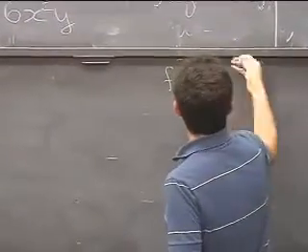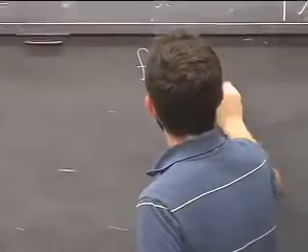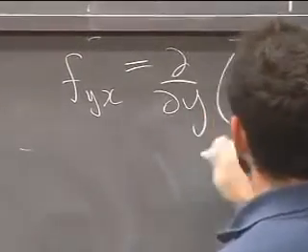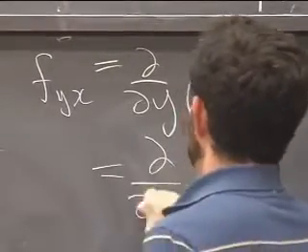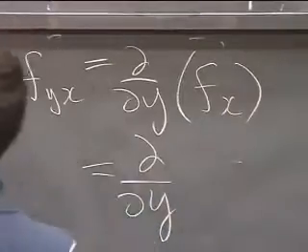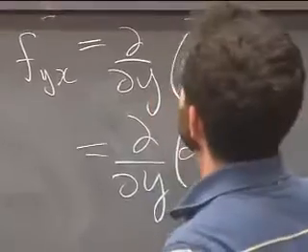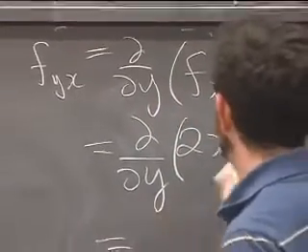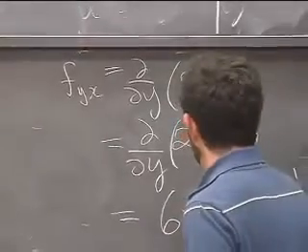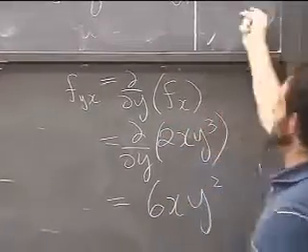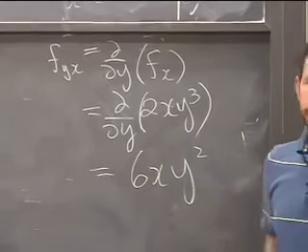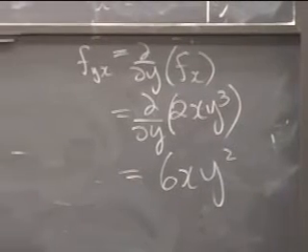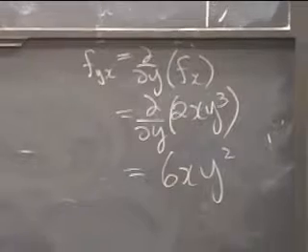fyx is equal to the derivative with respect to y of fx, which is, we take fx, which is 2xy cubed, and now differentiate that with respect to y, and you get 6xy squared. It's the same. We found that if you differentiate with respect to y first and then x, or x first and then y, you get the same answer.